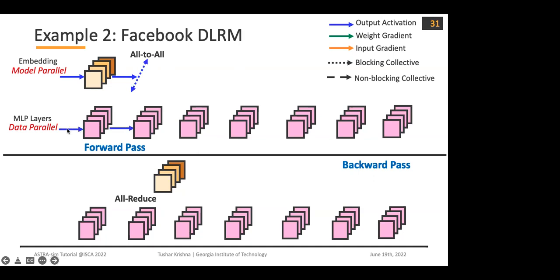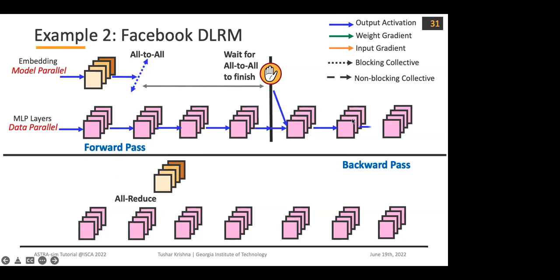And then, of course, on the MLP layers, you are running data parallel. So again, you have output activations just going one after the other. And if you're familiar with the DLRM architecture, there's the bottom half and the top half of the MLP layer. Once you're done with the bottom half, you have to do this all-to-all synchronization here. Once this finishes, then you run the top half. This is all the forward pass.